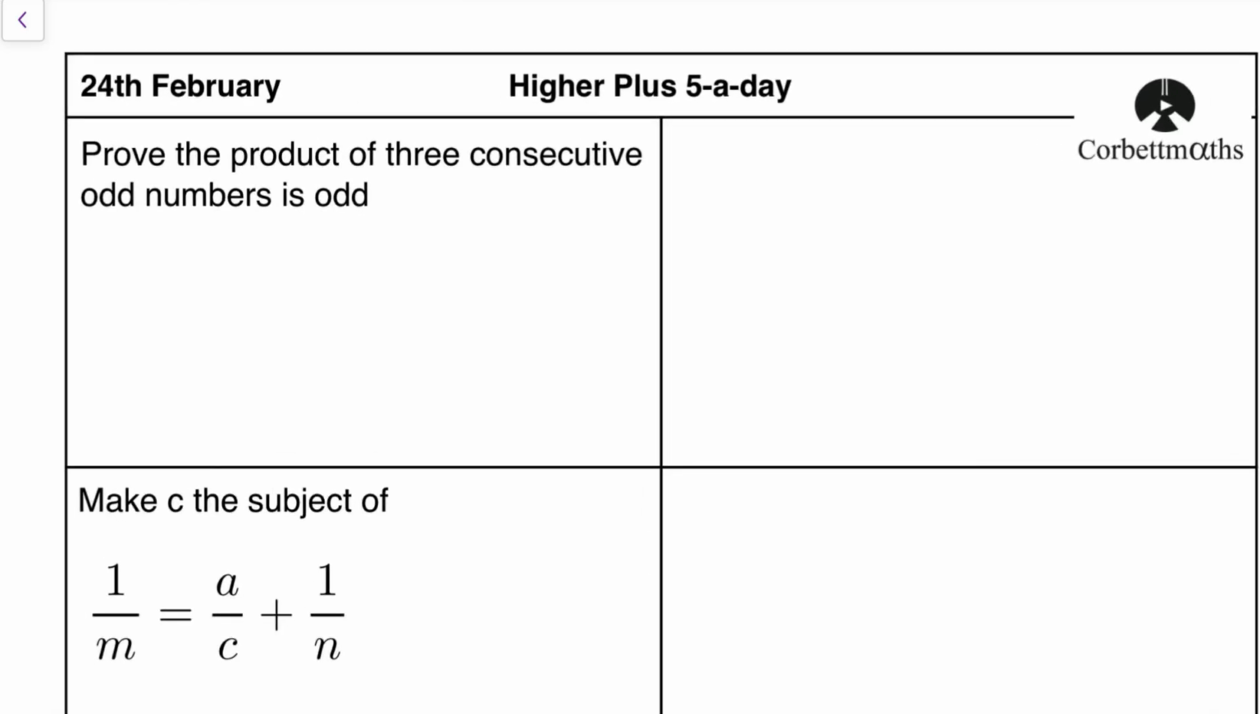So the first question says, prove the product of 3 consecutive odd numbers is odd. So I'm going to let my numbers be 2n minus 1, 2n plus 1, because I know when I add, the ones are going to go away, and then 2n plus 3.